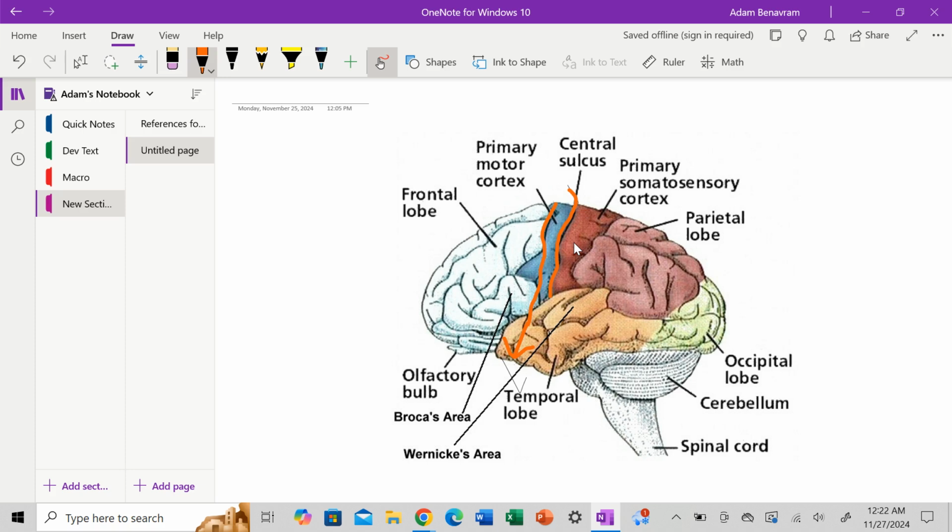And then posterior to that central sulcus, we have the somatosensory cortex, where sensory info is going to travel up into the brain that way, after stopping at the thalamus, which is going to act as the relay station for that sensory info.